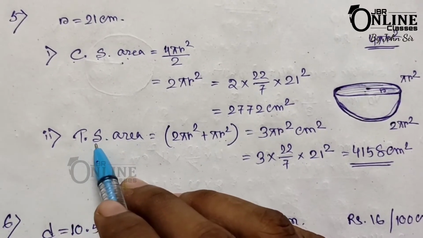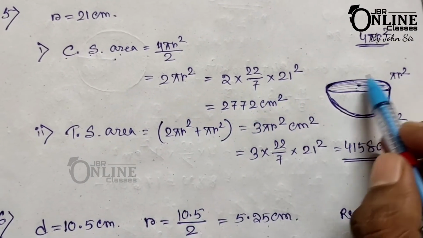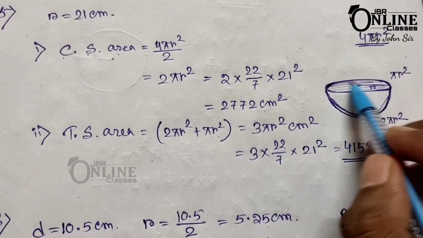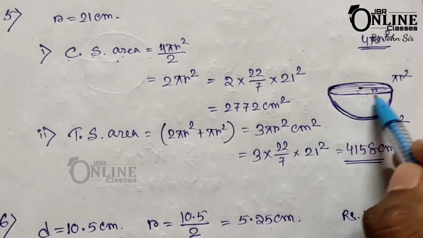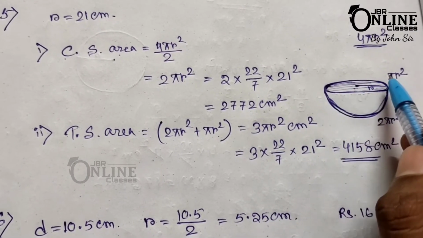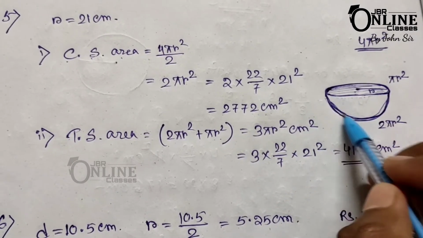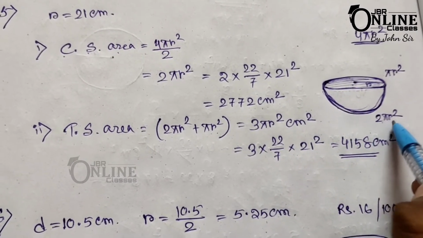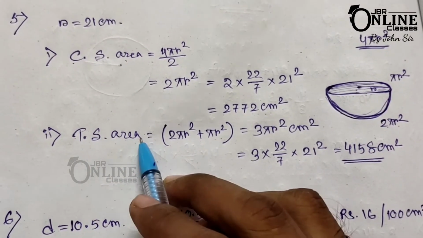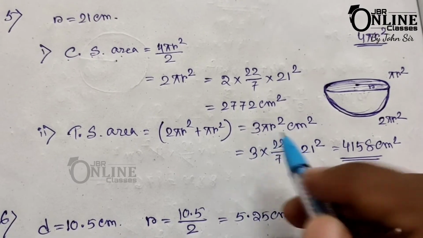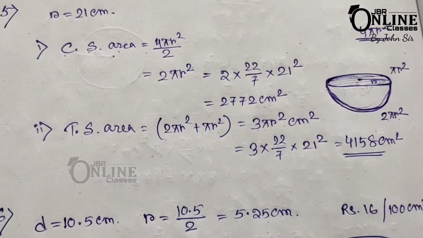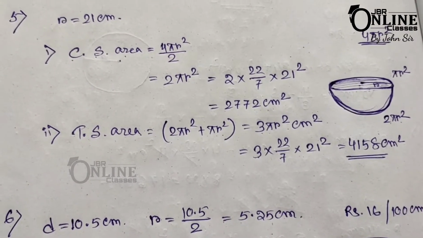Now next you have to find the total surface area. In a hemisphere, this is the curved surface area and this is the plane surface area. The upper plane surface is a circle. You know the formula of the area of a circle equals pi r square, and the curved surface area equals 2 pi r square. So 2 pi r square plus pi r square equals the total surface area, so that equals 3 pi r square. Now put in the value of r and you will get 4158 centimeter square as the total surface area.